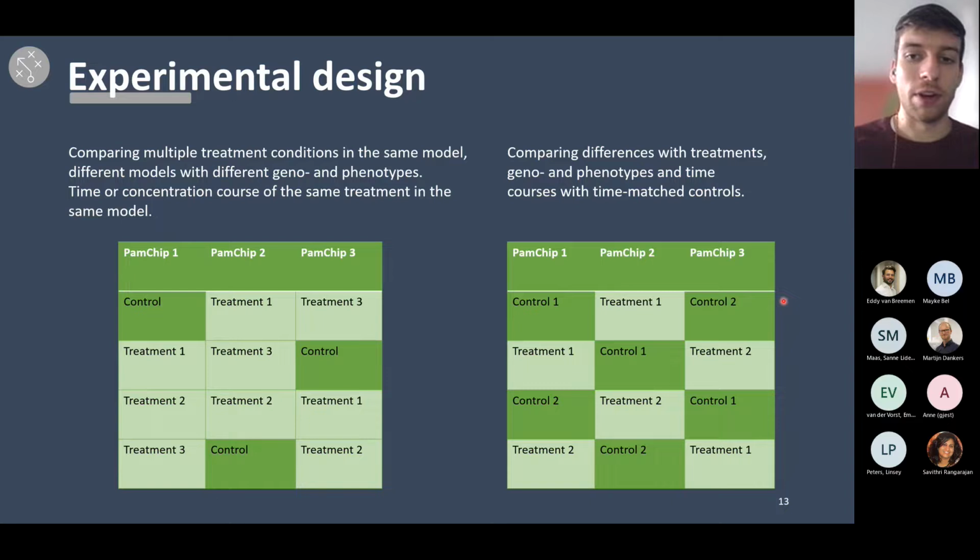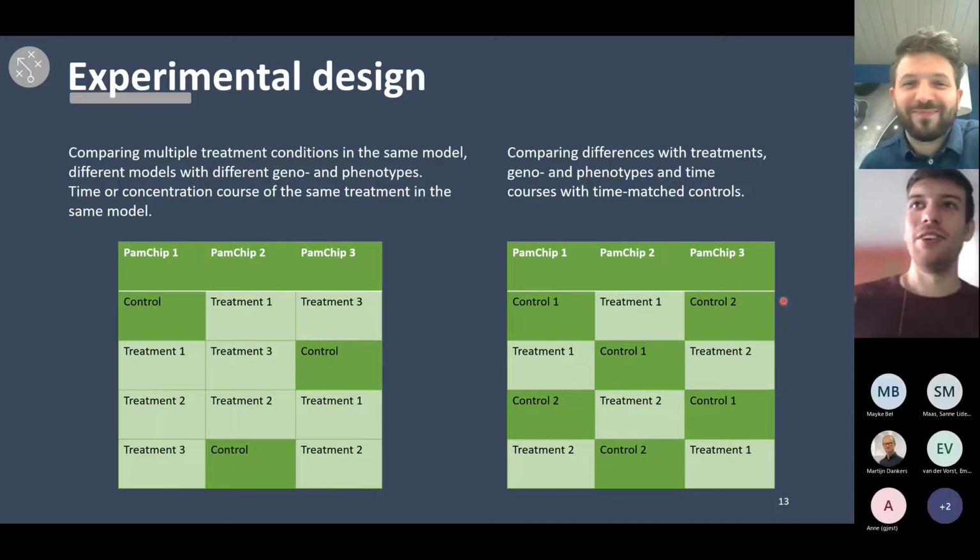Again, I would like to ask if there are any questions so far before we move on to the next section. No, Peter, no questions. All right. Great stuff. So very clear so far.